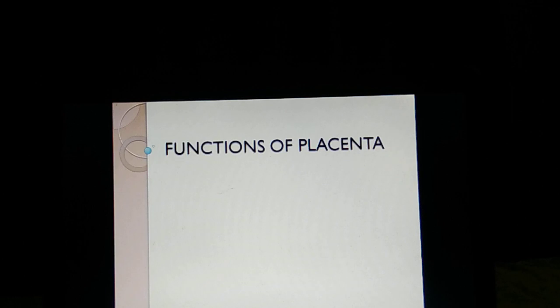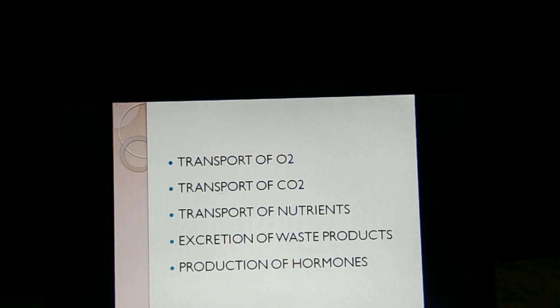So now coming to the important part of the placenta, that is the functions of the placenta. One of the important functions of placenta is to transport the nutrients. Second is the transport of gases, and third is excretion of waste products. Next is production of hormones like HCG, placental progesterone, estrogen, and one of the more important functions is the protection of the fetus. So let's first come to the transport of the nutrients.